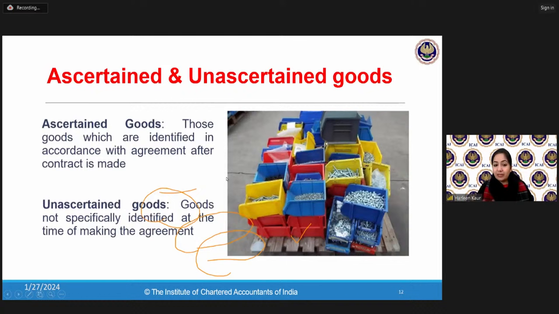Now, let's move ahead to ascertained and unascertained goods. Now, this is a different category of goods. These are the words which you feel a little difficult when you hear for the first time, but they become very, very easy once you understand.